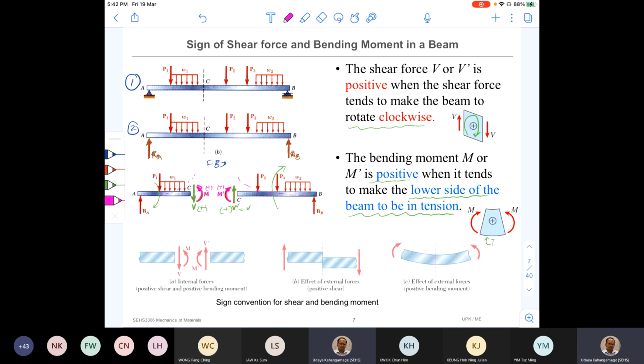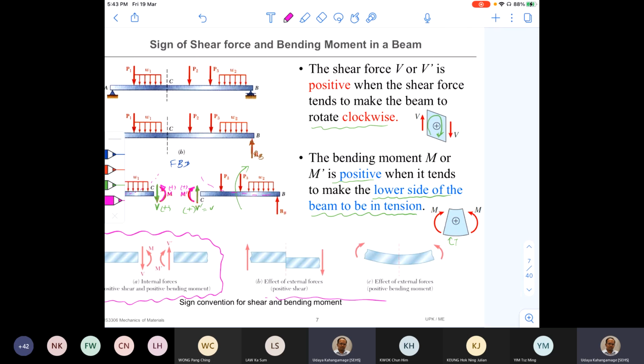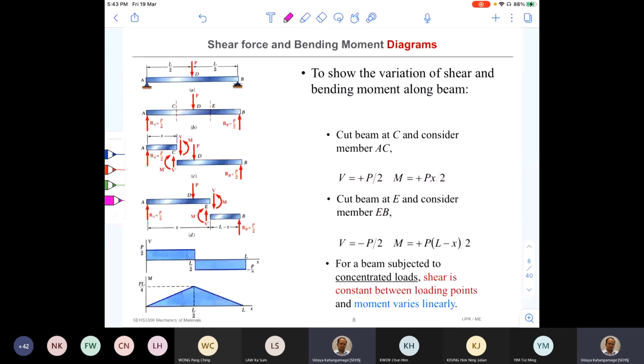Okay, so now if you refer to this diagram in here, we can see this is how we mark the positive internal shear force and internal bending moment. The corresponding external loads are given in these two diagrams, but no need to pay much attention to that, because we are going to look at internal ones. So with that understanding about the sign convention, now let's look at how a shear force and bending moment diagram is developed for a simple case.